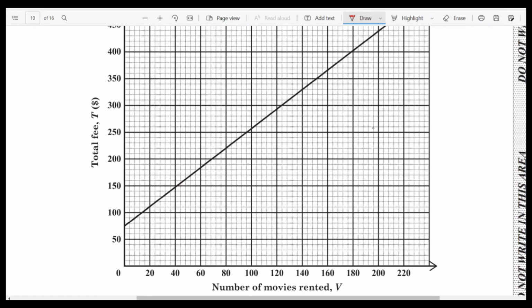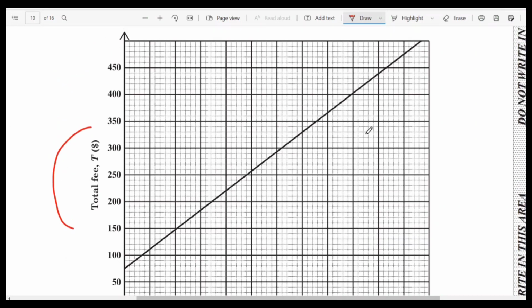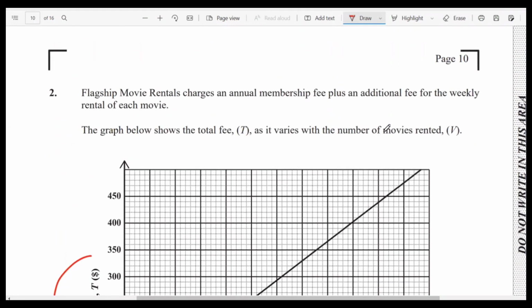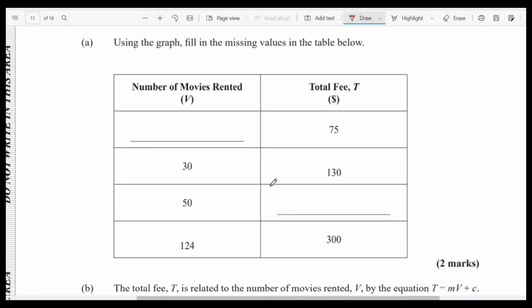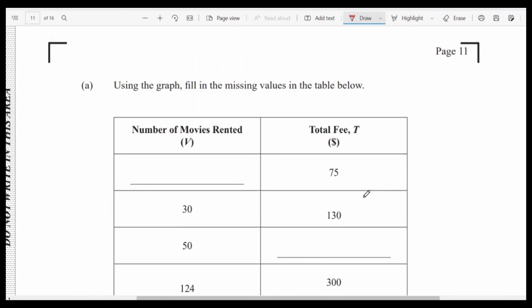The total fee is on the y-axis, and the number of movies rented is on the x-axis. And you're seeing the numbers, it's right there. Now, using the graph, fill in the missing values on the table. All right. Now, I want you to observe the table first. This part is the x, and this part is the y, because this one is dealing with the number of rented movies, and this one is dealing with the total fee.